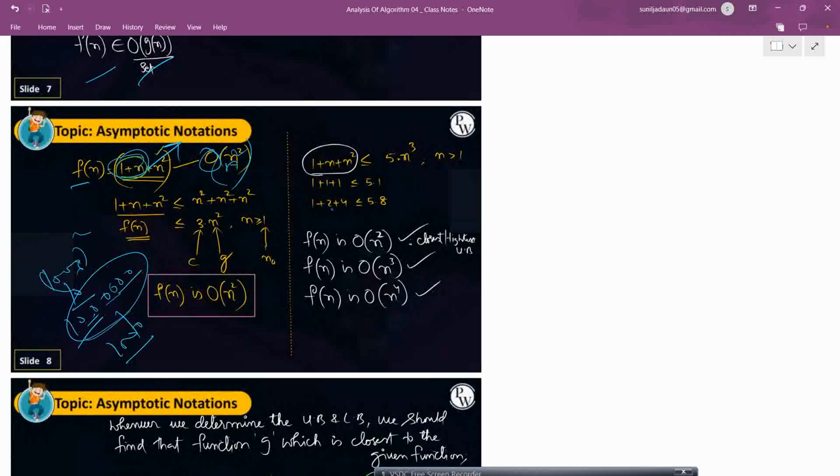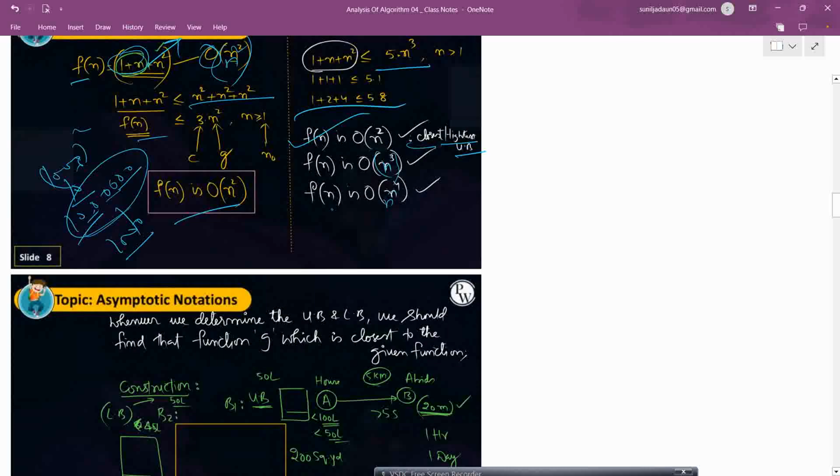So how will we say that? Big O of n squared: 1 + n squared is bounded by a constant times n squared, so there is always some constant. If f(n) is big O of n squared, then it is also big O of n cubed and n to the 4, but the closest and tightest upper bound is n squared, and this is the more correct one.